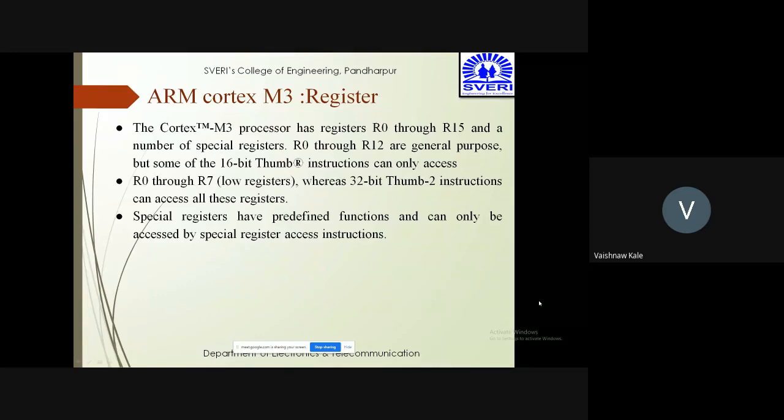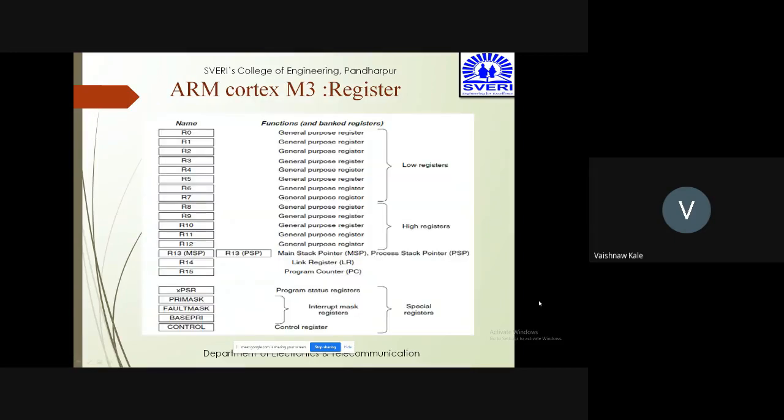यानी R0 से R7 तक एक्सेस हो सकता है लो रजिस्टर का 16 बिट के लिए, बट 32 बिट थंब 2 के लिए सारे रजिस्टर्स को एक्सेस किया जा सकता है. सो R13 से R15 तक स्पेशल रजिस्टर्स हैं, and they have predefined functions and can only be accessed by the special register access instruction.